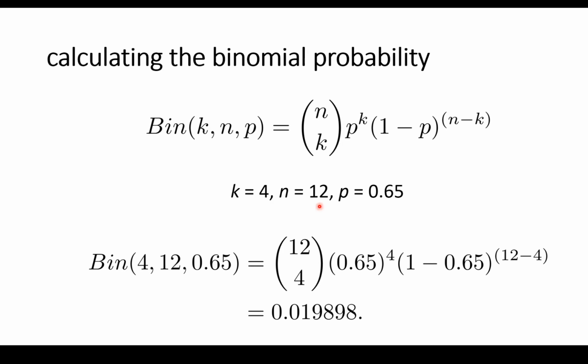Let's pretend for the moment that you released 12 birds and 4 of them survived, and you believe that the probability of surviving is 0.65. So given the probability of surviving is 0.65, what's the probability of observing 4 survivors out of 12 individuals marked and released? So on the left-hand side here, we write out the basic terms of the expression. So k is 4, n is 12, p is 0.65.